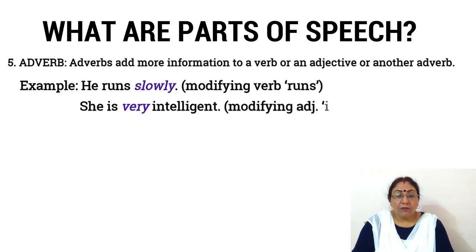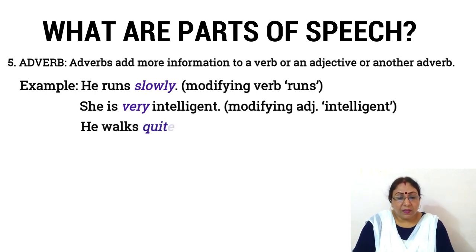In the same way, here, she is very intelligent. So here the word very is an adverb. Now this adverb is not qualifying the verb. Here this word very is qualifying the word intelligent, which is an adjective. The word intelligent is a quality of the pronoun she. So how intelligent is she? She is very intelligent. So here the adverb very is modifying an adjective, intelligent.